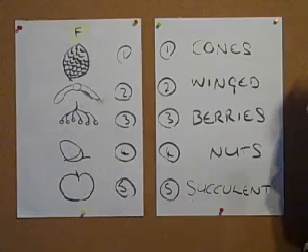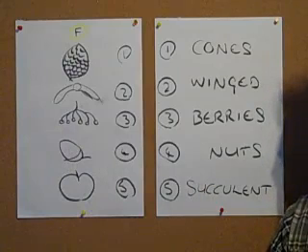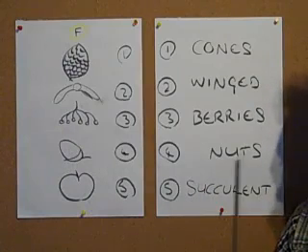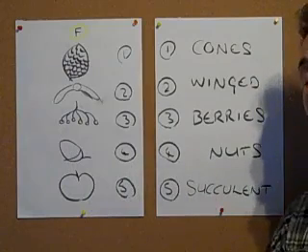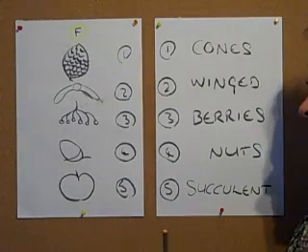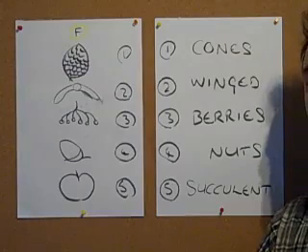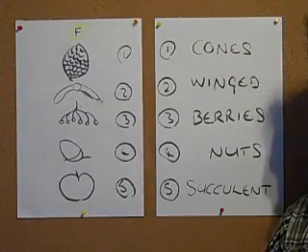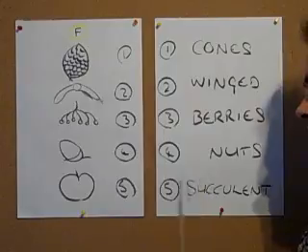And finally we have the succulents. These are the fruits you'll probably be most commonly used to, which are apples and the stone fruits, which provide their seed with a succulent outer casing to advertise themselves to animals for their dispersal.